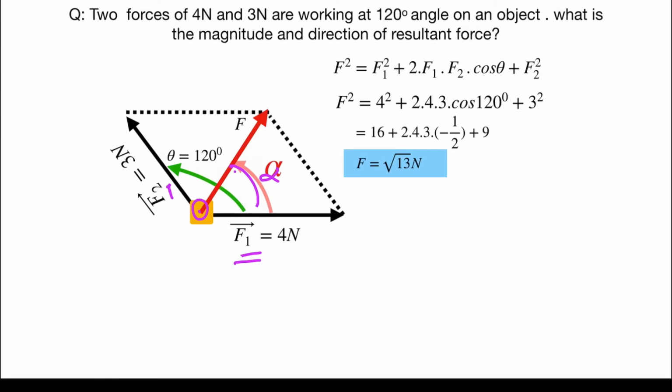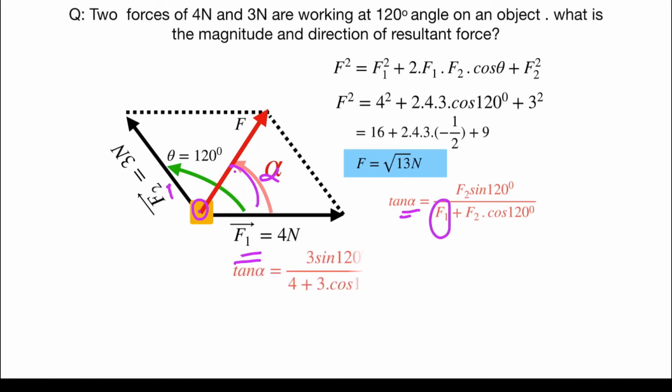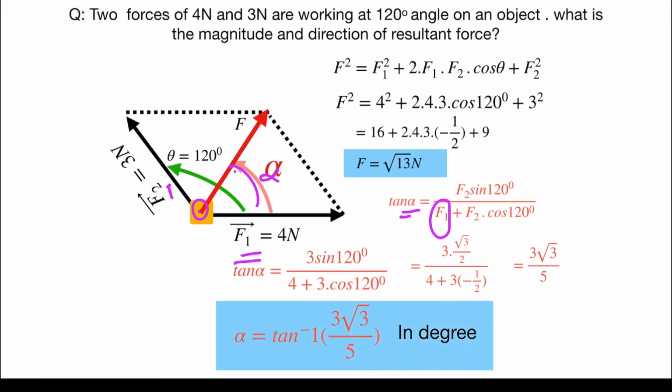Now we can find the direction by using the formula for tan alpha. Alpha is the angle between the resultant force and F1, and by putting the values we will get the value of tan alpha as equal to 3 under root 3 by 5, and the value of alpha is tan inverse 3 root 3 by 5 in degrees. Now let's consider another example.